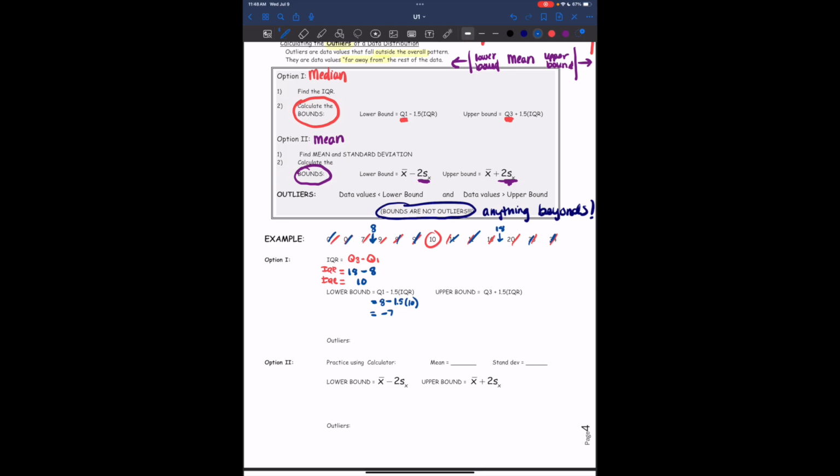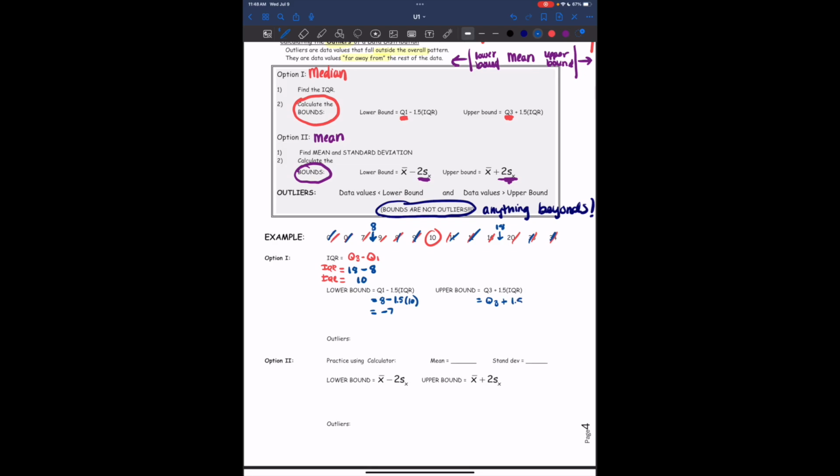Then my upper bound would be if I take Q3 and go a little bit further, right? So Q3 plus 1.5 times my IQR, which is 10. We know Q3 is 18. If we do that, that'll end up coming out to be 33. So if anything is beyond 33, it is an outlier.